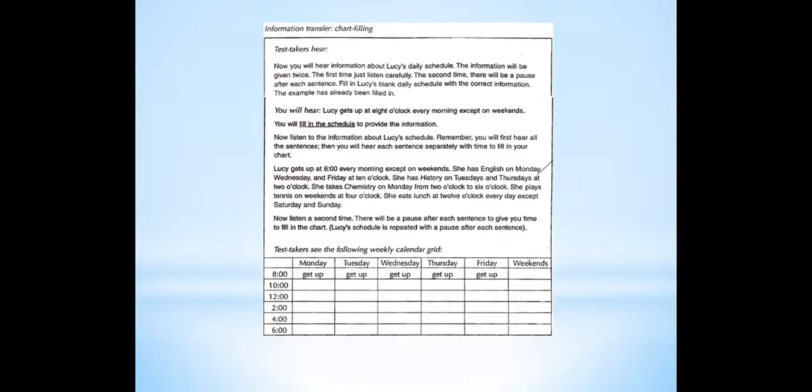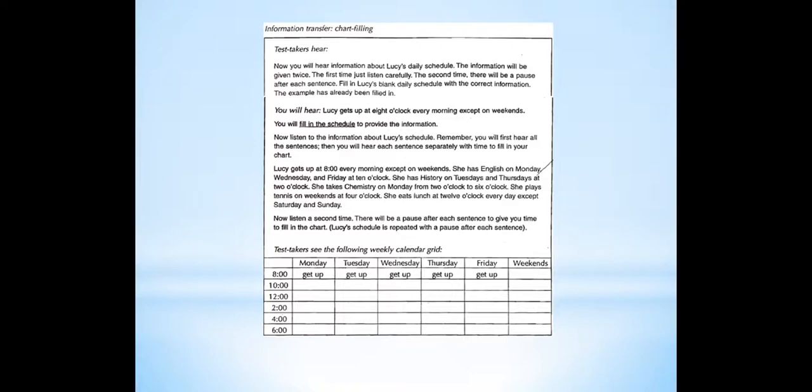Information transfer tasks may reflect greater authenticity by using charts, maps, grids, and tables or other artifacts of daily life. In the example below, test takers hear a daily schedule and the task is to fill in a partially completed weekly calendar. Like this picture, showing chart filling. The test taker will fill in the chart in the picture.